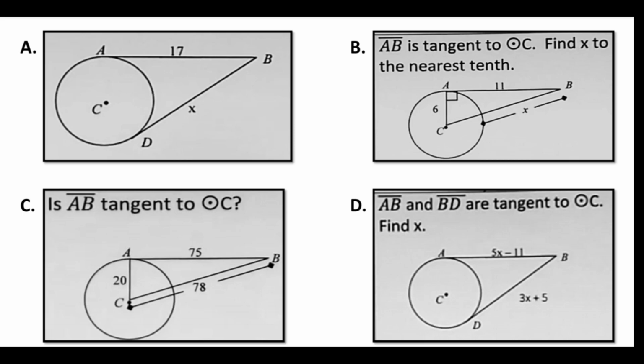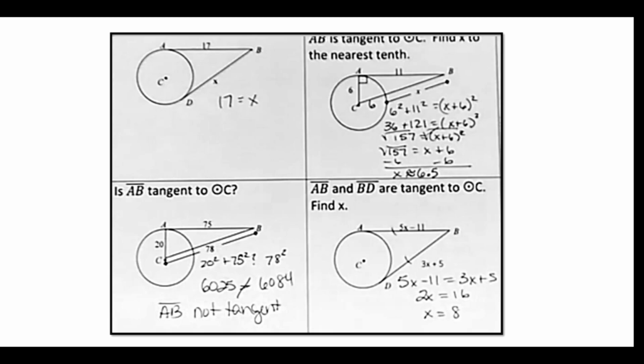So let's begin at letter A. We have here circle C and the external point B. BA is tangent to circle C and BD is tangent to circle C. So by Corollary 1, two tangent segments from a common external point are congruent. So since they are congruent, BD is equal to 17 also.